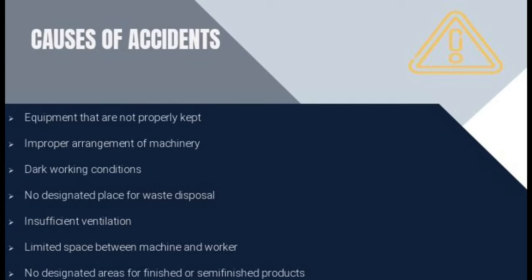Causes of accident: equipment that are not properly kept, improper arrangement of machinery, dark working conditions, no designated place for waste disposal, insufficient ventilation, limited space between machine and worker, no designated area for finished or semi-finished product.